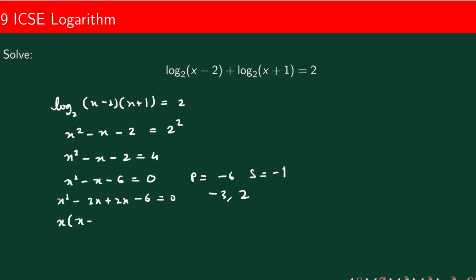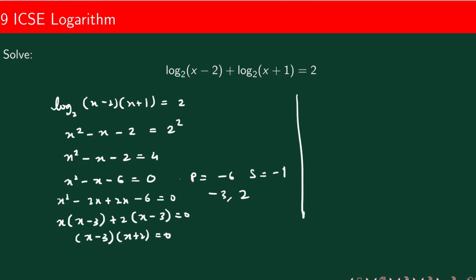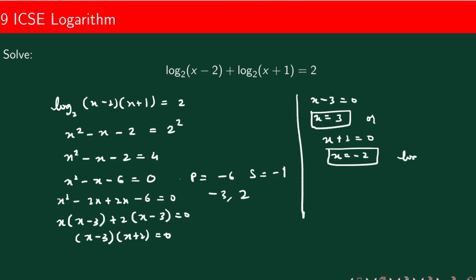So here if I take x out, you get (x minus 3) and (x plus 2). So x minus 3 is 0, x is equal to 3, or you have x plus 2 is 0, so x is negative 2. Now, again, for log of x to the base a, x needs to be positive, therefore we reject it. Our answer is x is equal to 3.